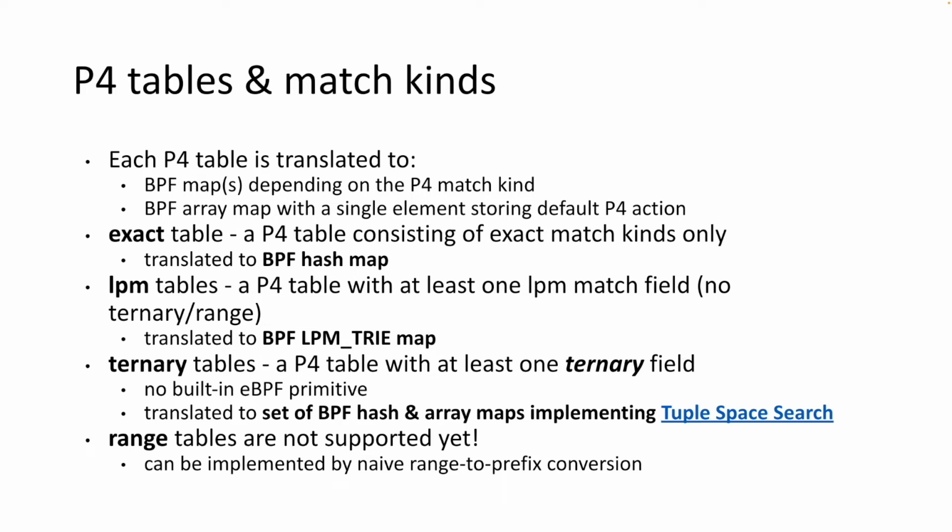Then we have ternary tables, which are P4 tables with at least one ternary field. For ternary tables, the eBPF subsystem does not provide any built-in mechanisms. Therefore, we decided to adopt the tuple space search algorithm that converts the ternary matching into a set of lookups to BPF hash maps. Finally, PSA eBPF does not support range matching yet, but we do have it on the roadmap. In fact, the range matching can be simply implemented by a naive range to prefix conversion.